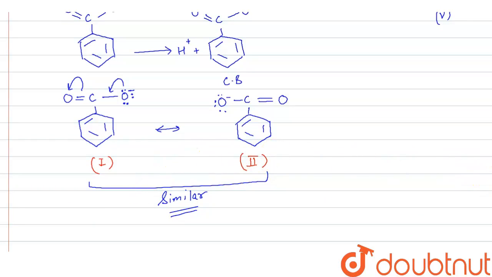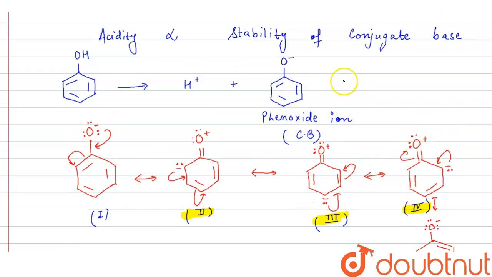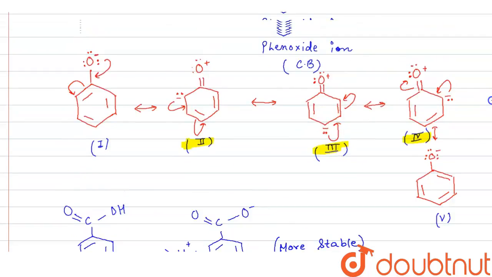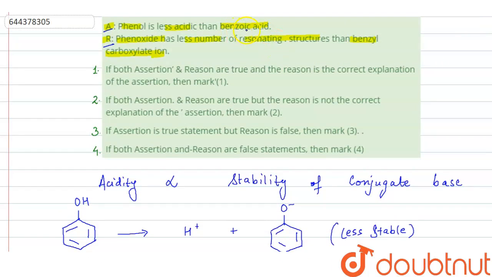the benzoate ion is very much stable in comparison to phenoxide ion, because in phenoxide ion the charge is delocalized in such a way that it is present on a less electronegative atom, which is not stable, right? So phenoxide ion is less stable, and here benzoate ion is more stable. So here the conjugate base is more stable. It means benzoic acid is more acidic in nature.